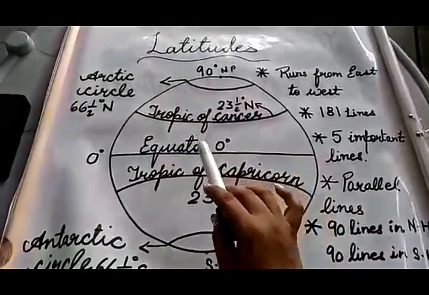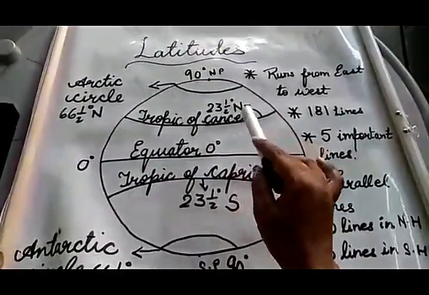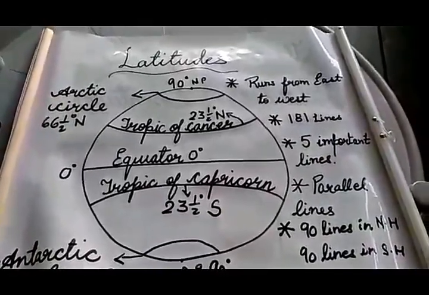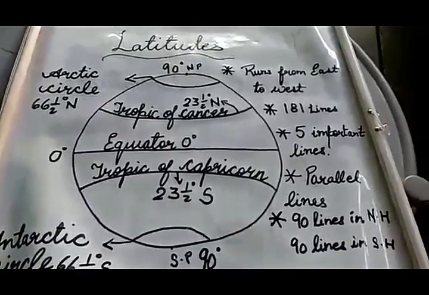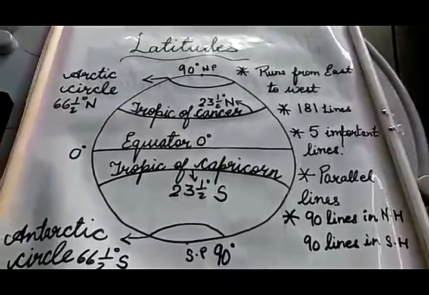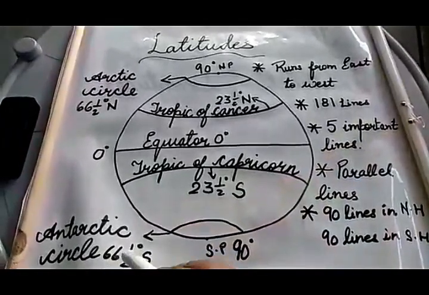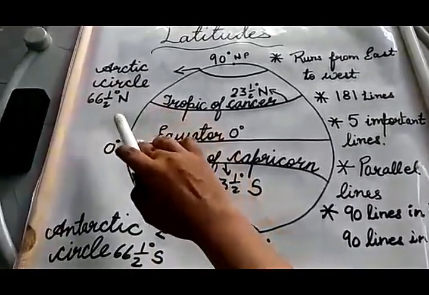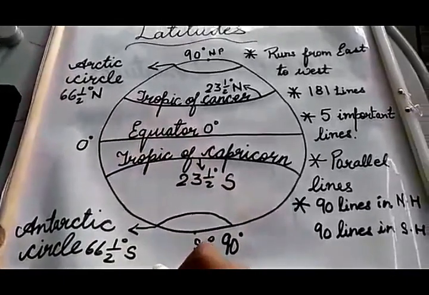And the degrees are: equator 0 degree, Tropic of Cancer 23.5 degree north, Tropic of Capricorn 23.5 degrees south, Arctic Circle 66.5 degree north, and Antarctic Circle 66.5 degree south.